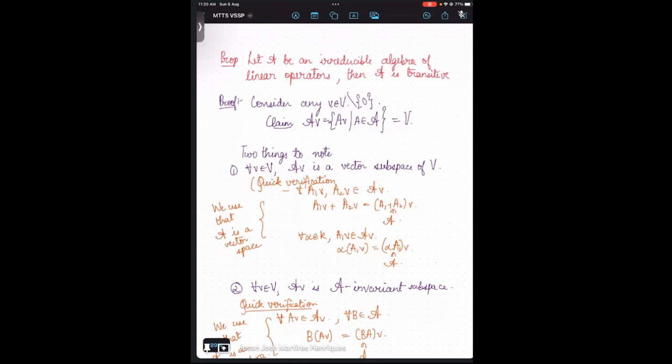So there are two things to note first. We firstly observe that this script A times V is going to be a subset of V, but more so, it is going to be a special subset. In fact, I will show that this subset is A invariant. Then, given that A is an irreducible subalgebra, that gives me only two options for the subspace. That is, it should either be just 0, or it should be the whole vector space V. So let's do that first.